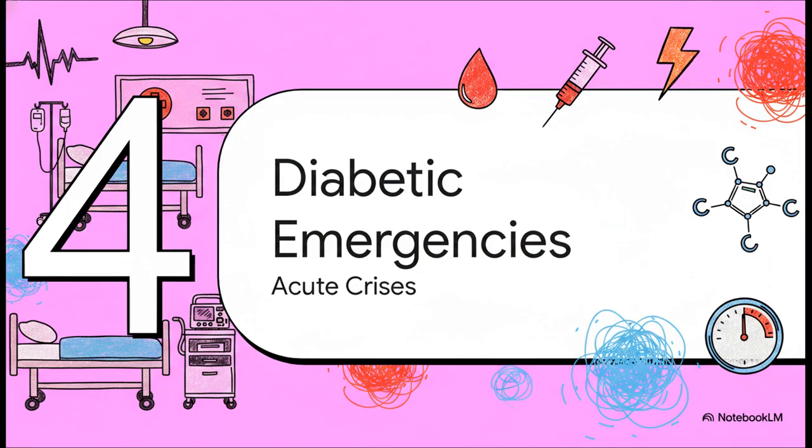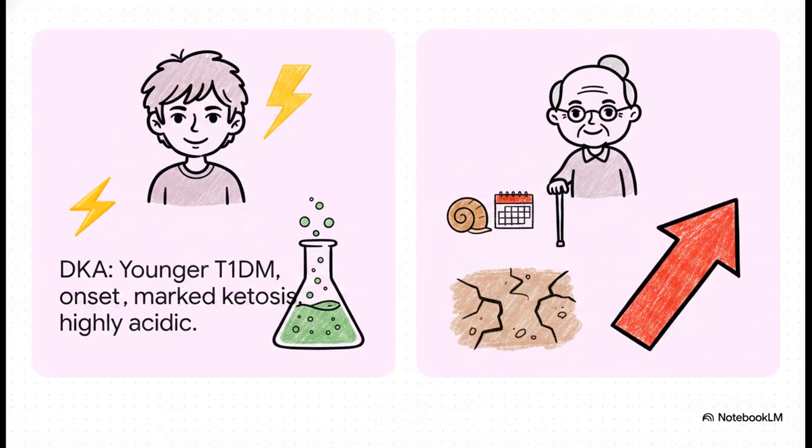Let's head to the ER for Section 4, Diabetic Emergencies. In the emergency room, you're mainly going to face down two massive crises, DKA and HHS. Putting them side by side, you can clearly distinguish DKA's rapid, highly acidic, nauseating onset in a younger type 1 diabetic from HHS's incredibly insidious, slow-building presentation.